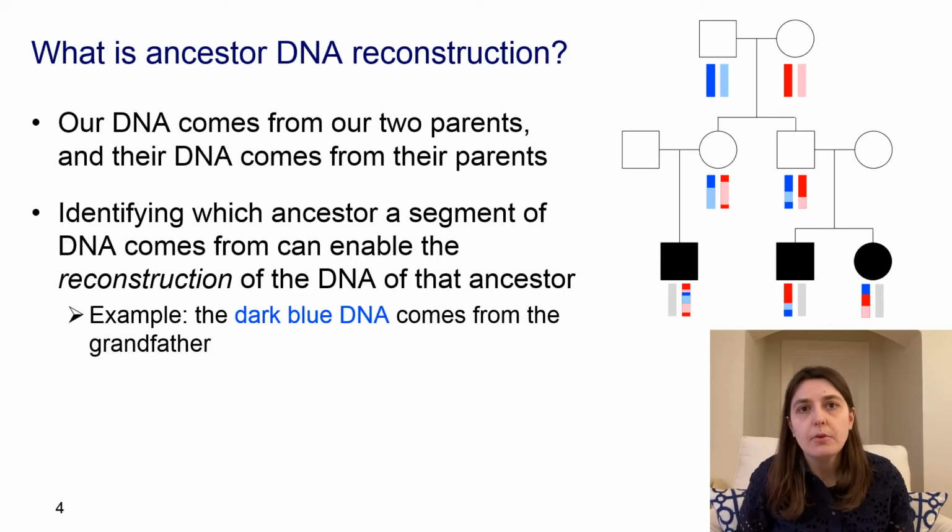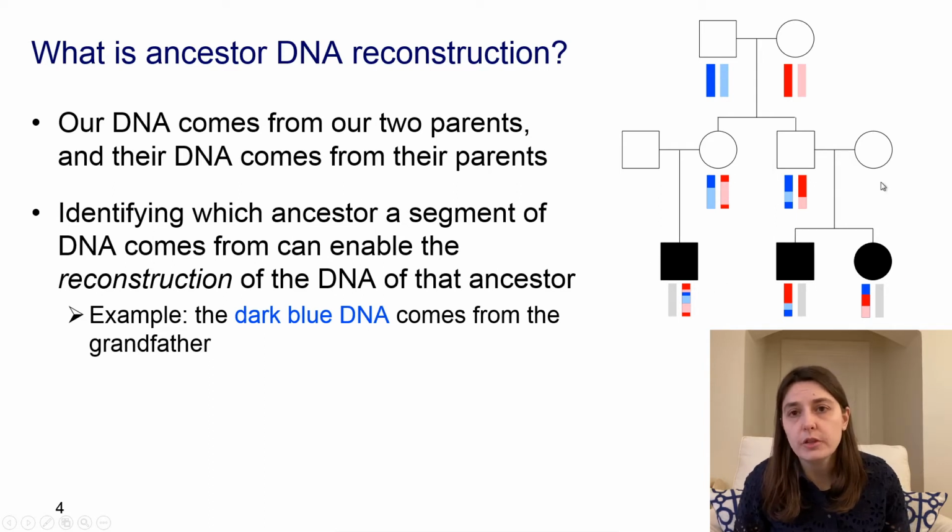So as an example, these 3 individuals, I should mention that in this talk, individuals whose shapes are not filled are those that we don't have DNA directly for. These 3 individuals at the bottom, we do have DNA directly for, and each of them has inherited a dark blue piece of DNA from their grandfather.